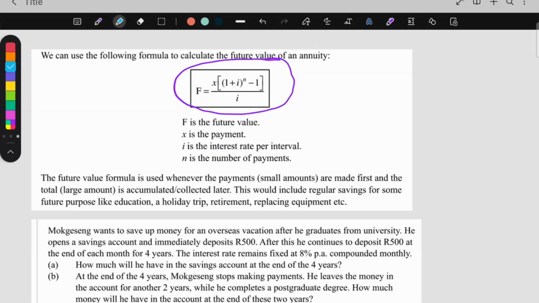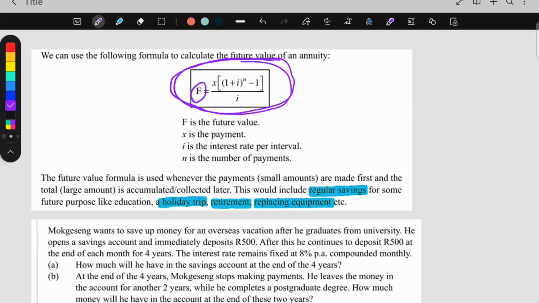So this formula we normally use whenever you make regular payments into a savings account, like a savings account for a holiday trip or for retirement, or saving to replace assets like equipment and vehicles. Whenever we are saving regular amounts on a regular basis, we use the F formula. So before we do examples, let's quickly look at the formula.